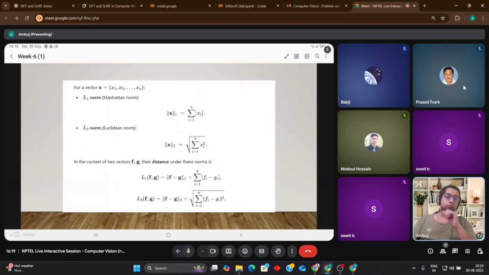In this form and manner, you can compute the L1 norm and L2 norm in the examination. Then L1 is 10, L2 is 5.29. So 10 and 5.29 are the correct options.